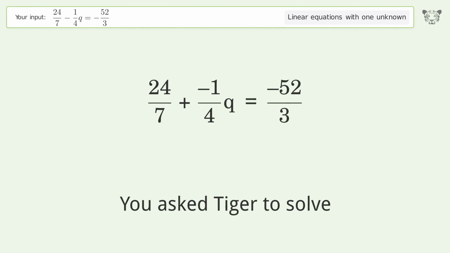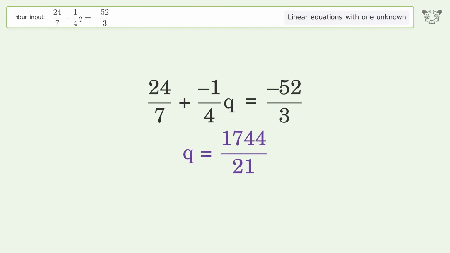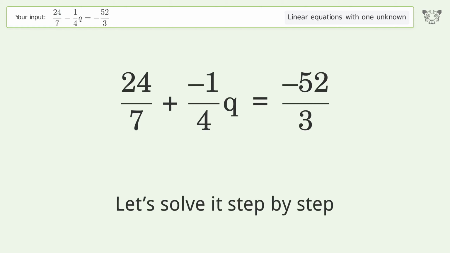You ask Tiger to solve this. It deals with linear equations with one unknown. The final result is q equals 1744/21. Let's solve it step by step.